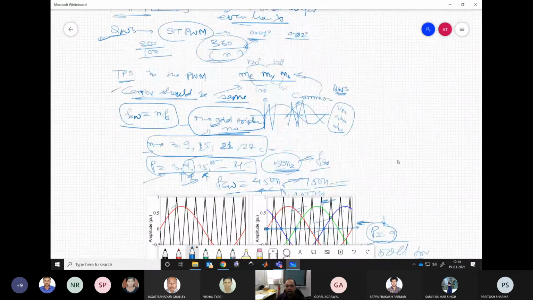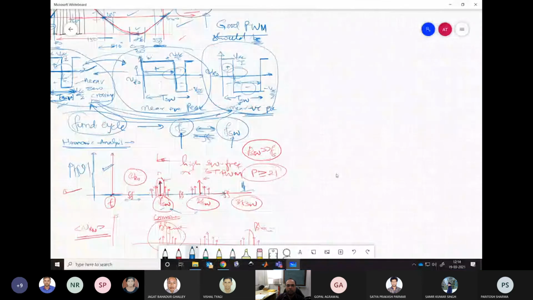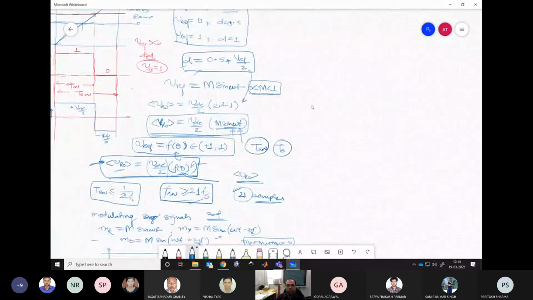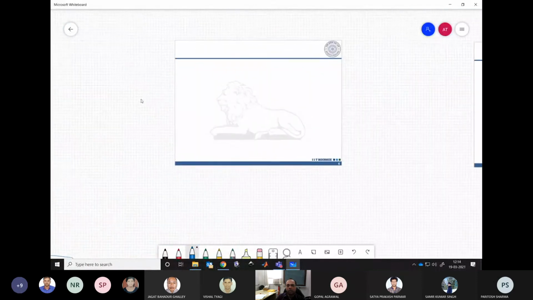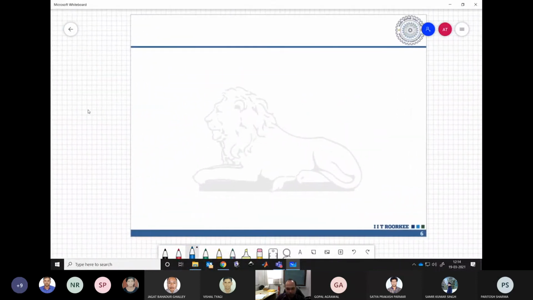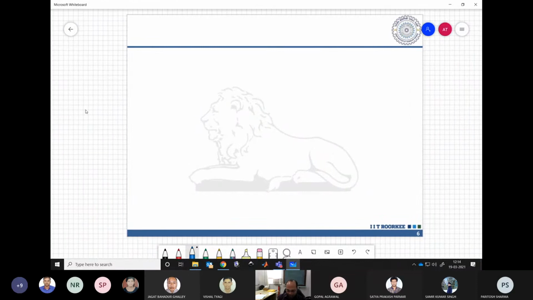Now we have understood how we make the sine triangle PWM look good and what are the ways with which we can judge whether the PWM waveform is good or not. Now today we are going to have some analysis for the sine triangle PWM. So let's say we do the current ripple or harmonic analysis.